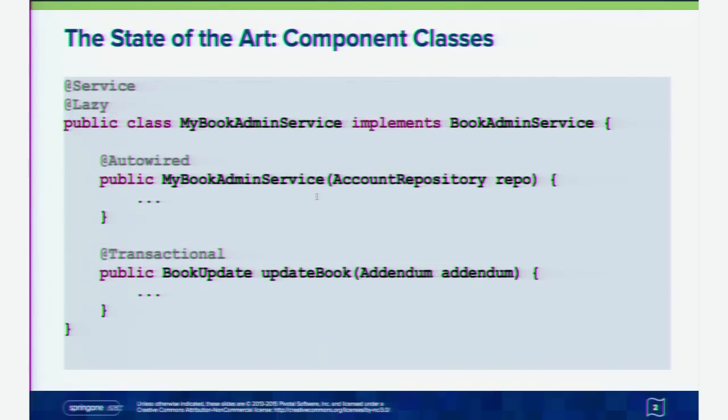You've got a Java class here called MyBookAdminService. It's just a regular class implementing a service interface. The service interface might have methods such as updateBook and others down there. Let's just assume that that's the case. You don't have to implement the service interface, of course, but many Spring apps traditionally do have very consistent interface layers.